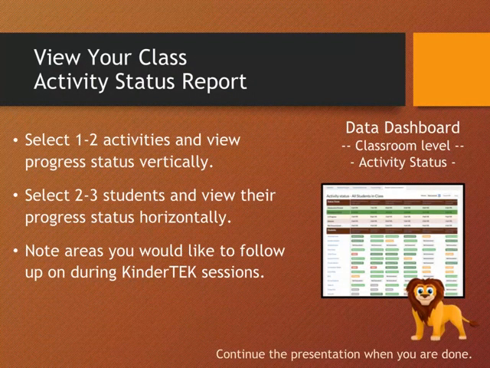Pause this presentation and find the Activity Status report for your class. Check that you have the mode selected that you want to view. Analyze student status for a few of the activities by selecting a column and view the data vertically. Notice which students have mastered the activity in pretest, in KinderTEK, or are in progress, or the activity was skipped or not encountered. Does this match what you expected to see?